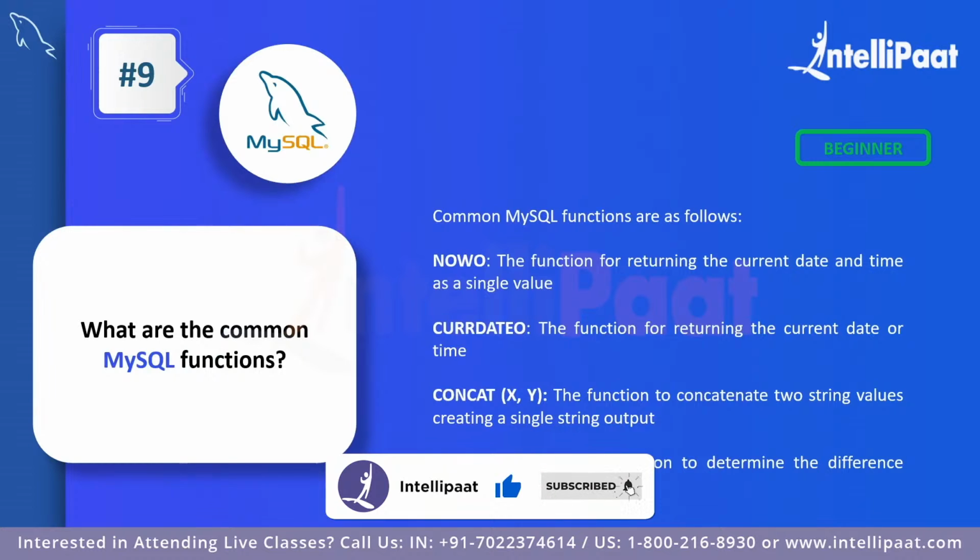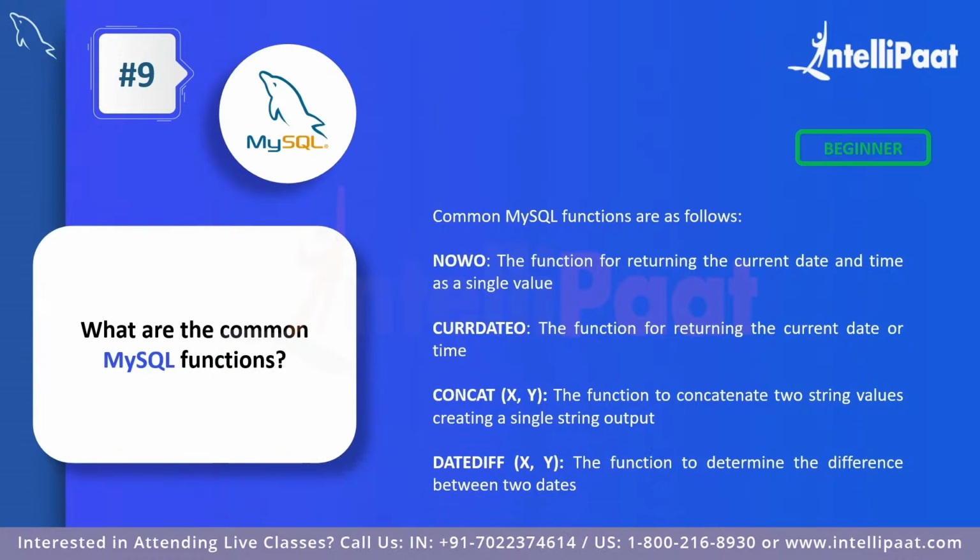What are the common MySQL functions? The common SQL functions are as follows. The first is NOW(), the function for returning the current date and time as a singular value. The current date is returned by the CURDATE() function. If you want to join two string values together, you can use the concatenation function, which is the CONCAT function. And if you want to find out the date difference between two date values, you can use the DATEDIFF function, where x would be the preliminary date and y would be the final date. And between these two dates, you'll get the difference.